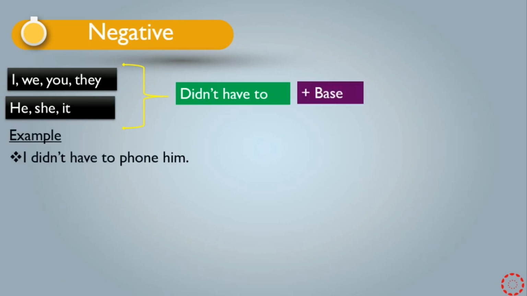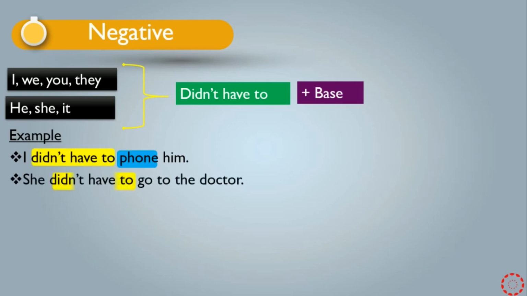For example, I didn't have to phone him. As you see, I didn't have to phone him, phone, which is a verb in base form. She didn't have to go to the doctor, didn't have to. And also we have go, which is in base form. And they didn't have to tell anyone. Again, didn't have to, okay, because we have they, and tell should be in base form.